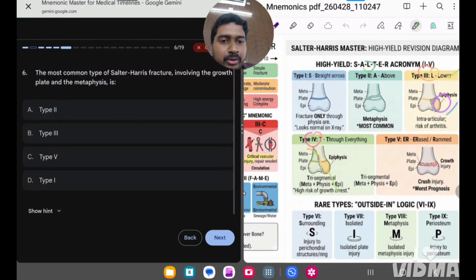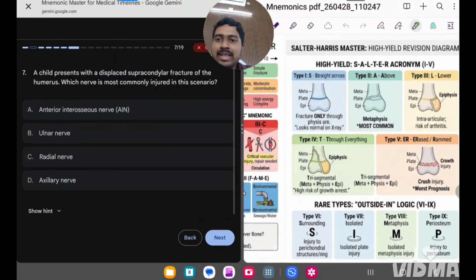Type 4 is through everything, through both metaphysis and epiphysis, and type 5 is where it is erased, means it is rammed, everything, it's a crush injury. Okay, so here it is asked which of the following is the most common type and which involves the growth plate and the metaphysis. So M means metaphysis. Metaphysis is the most common, and metaphysis means it is above the growth plate, so it is type 2.